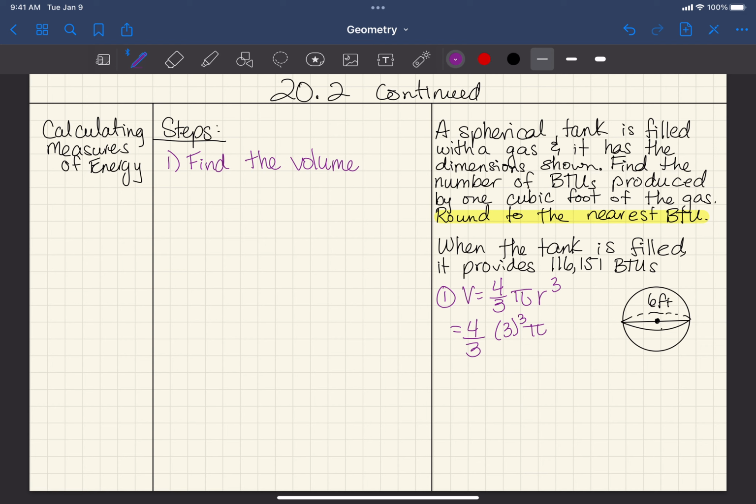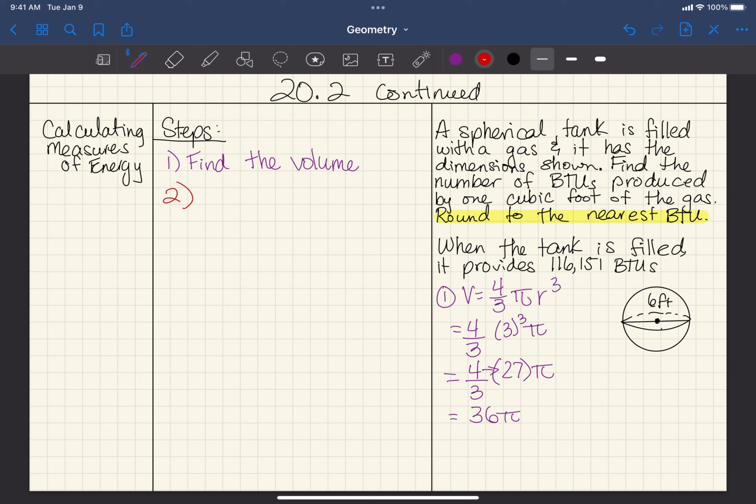Now I know 3 cubed is going to be 27 pi. When I do this, I'm going to multiply 4 by 27 and then divide by 3. When I do that, what I end up with is 36 pi. If you do it in your calculators, you'll get the same thing. 4 times 27 divided by 3 will give me 36. All right, so that's done.